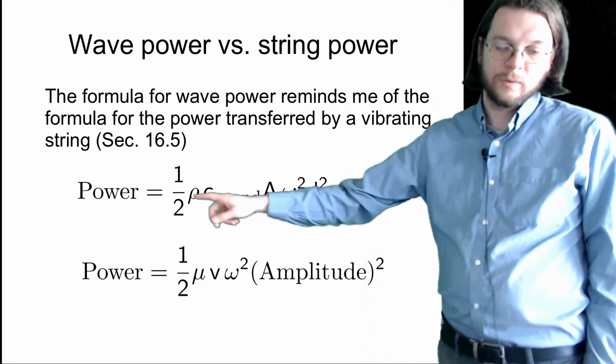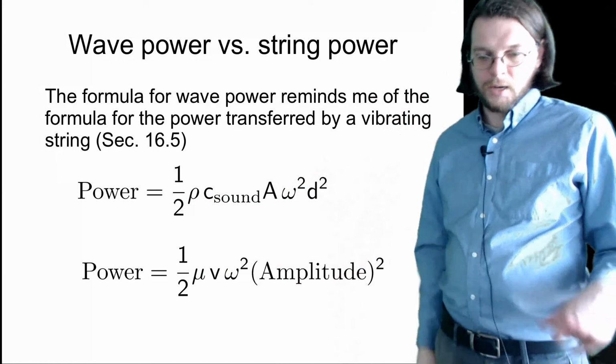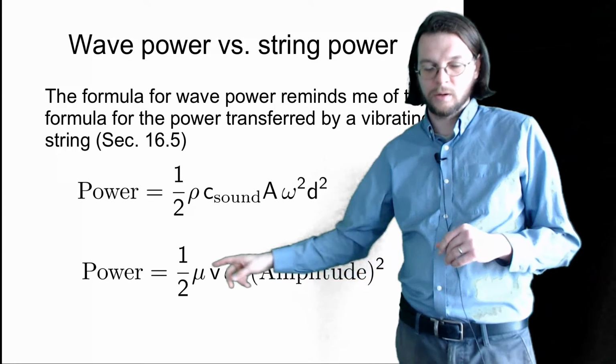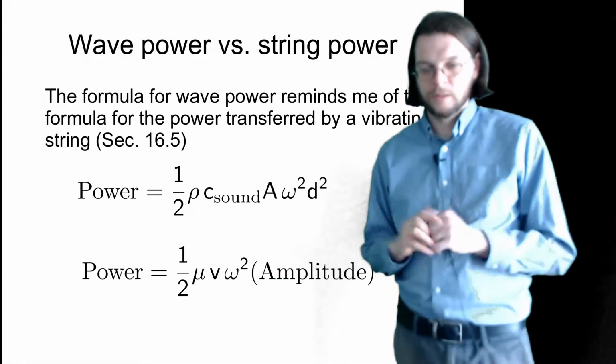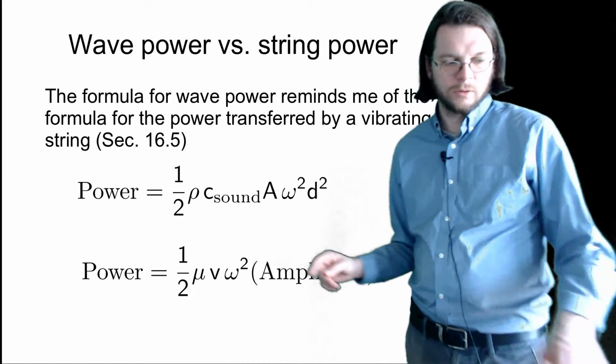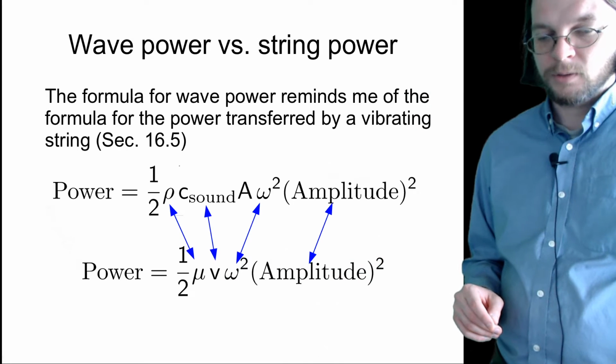And then you have the density of the air here, whereas here this mu factor is the mass per unit length of the string. So maybe you have a nice thick string, that would be a large number. If you have a lightweight string, fishing line or something, that might be very small. There's a wide variety of things that these two equations have in common.